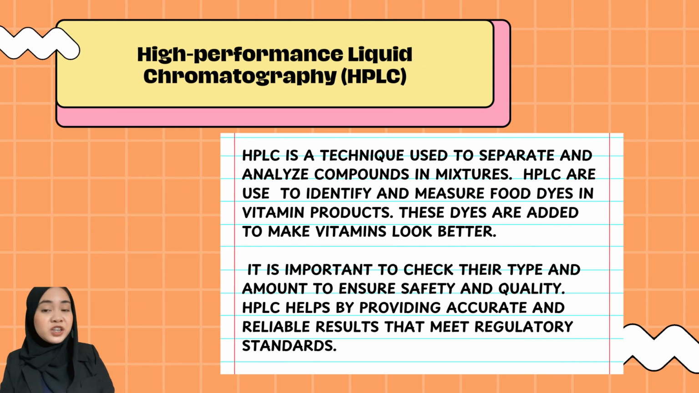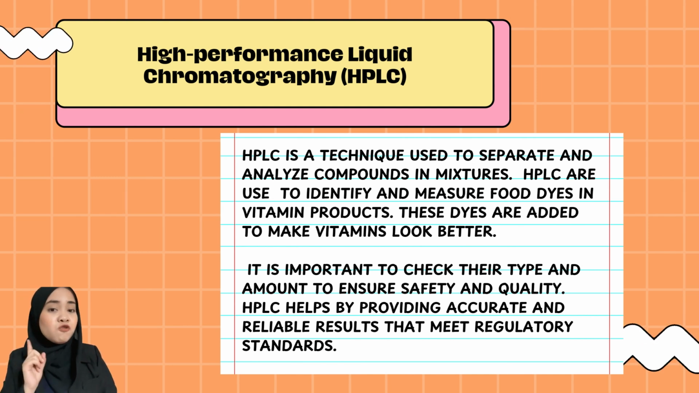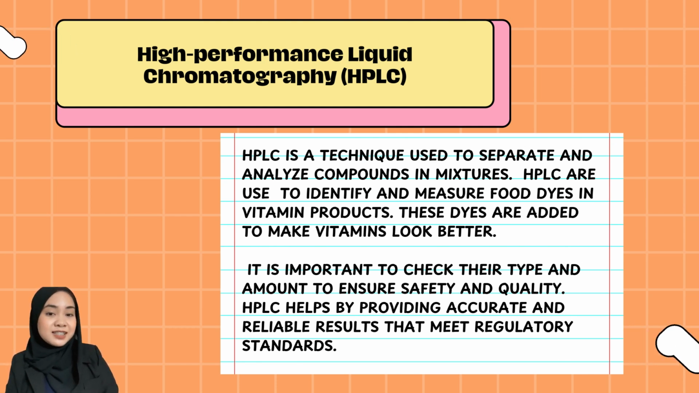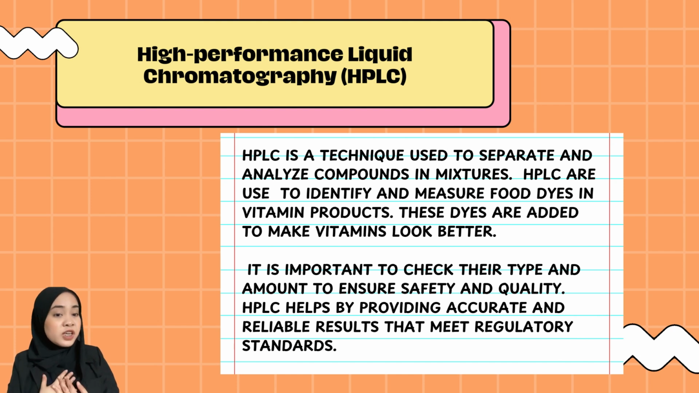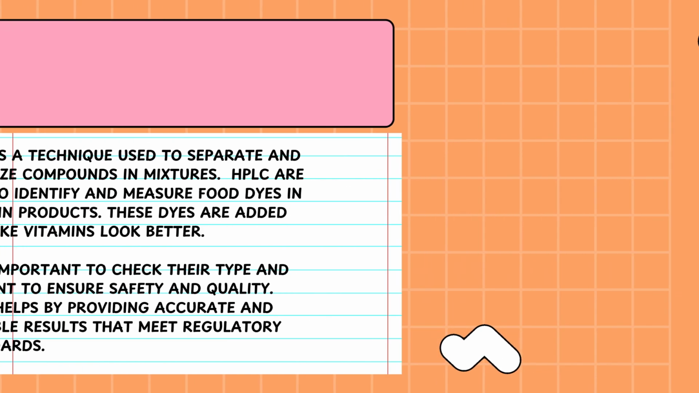In the European Union, the use of dyes in food and pharmaceuticals is carefully regulated. For example, dyes are allowed in food products and set strict purity standards. These dyes are added to make vitamins look better. Using techniques like HPLC, we can accurately identify and measure these dyes to ensure they meet quality and safety standards.